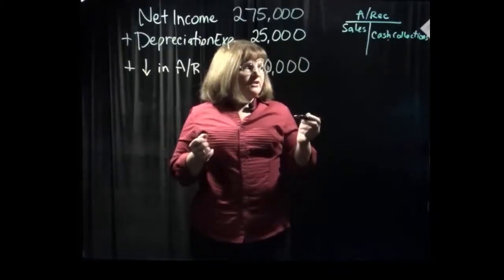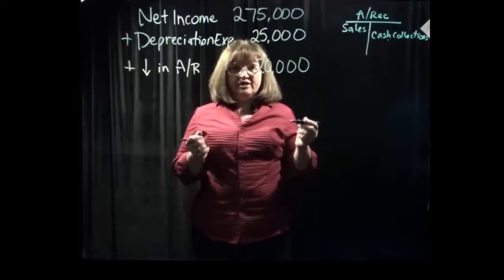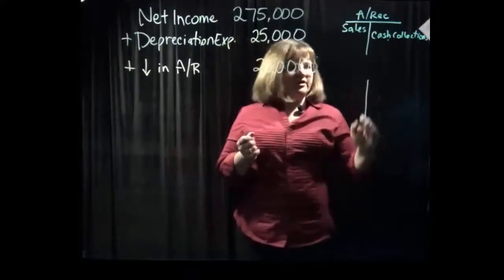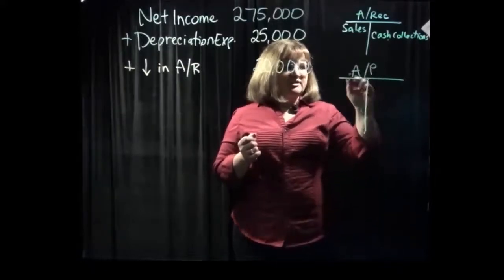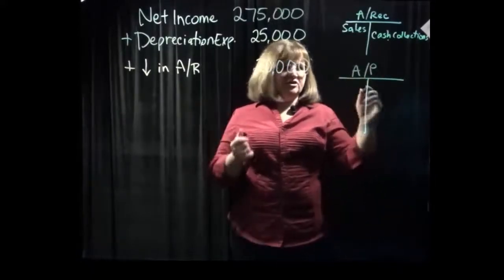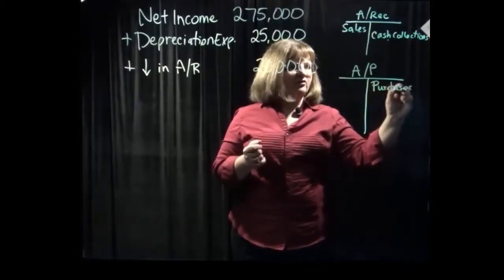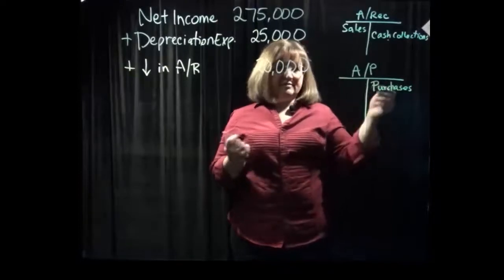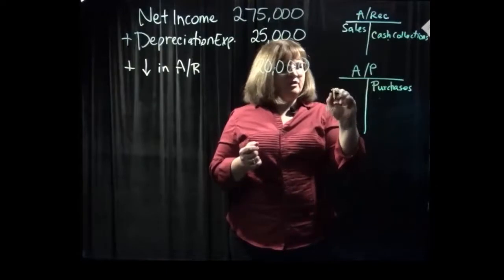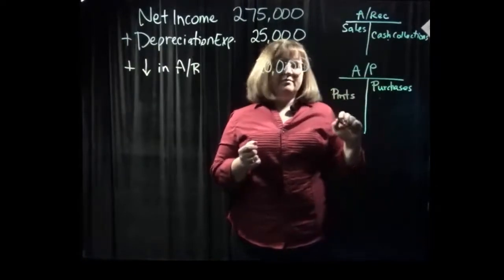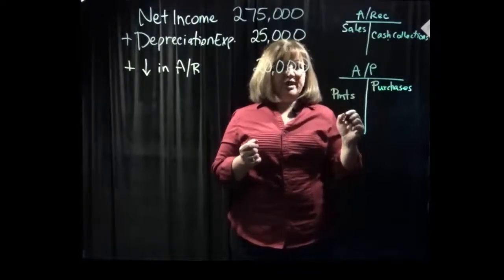The other account that we're given is accounts payable, and we're told that accounts payable decreased by $30,000. Well, if we think about the accounts payable account, what increases accounts payable is when we make additional purchases. So when we make additional purchases, we credit accounts payable for that amount and debit the purchases account. And what decreases our accounts payable account is the payments that we make on account. And so we would credit cash and debit the accounts payable.